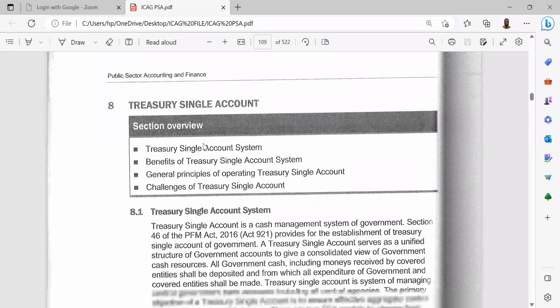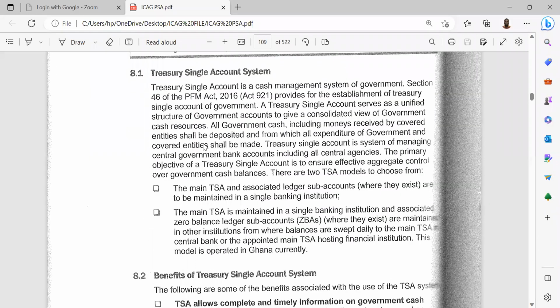Okay, so this is the model. The first one is the main Treasury Single Account and associated ledger sub-accounts where they exist. Basically, the main Treasury Single Account and the associated ledger sub-accounts, where they exist, are to be maintained in a single banking institution.